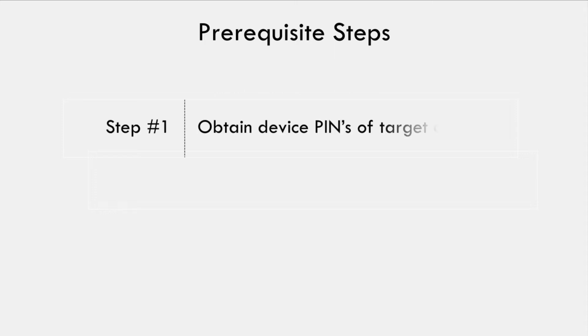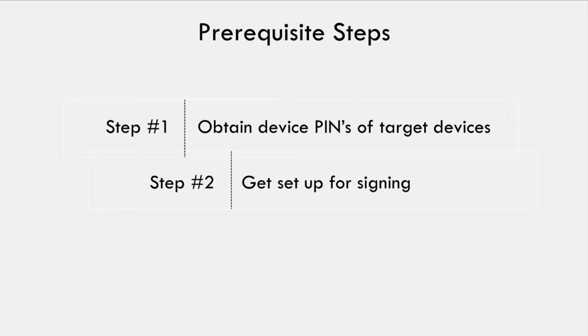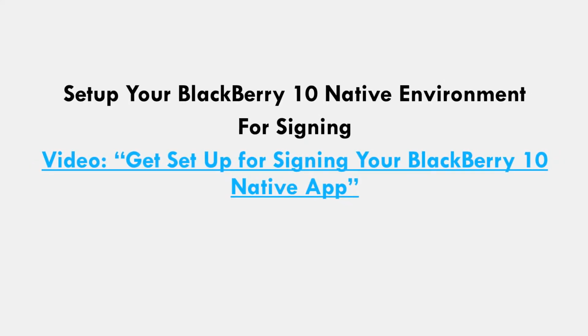Before we begin, there are two prerequisite steps you need to ensure are done before you continue watching. First, since the debug token is created for specific device pins, you need to obtain the device pins of all target devices, or the devices that the application BAR file is intended to get deployed to. Second, you as the author of the app need to have a signing account and to set up your native environment for signing. If you haven't done so already and need help in getting yourself set up as a BlackBerry 10 application author, then please check out this video tutorial under the following title.